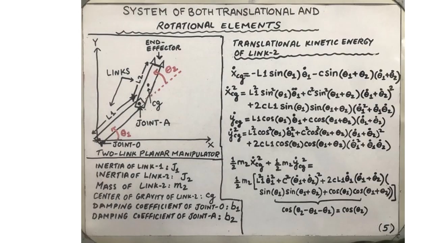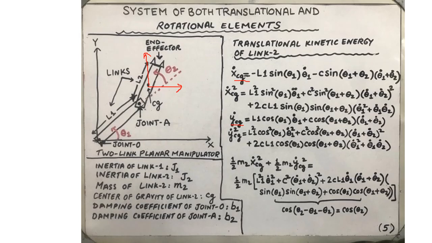Now, in order for us to be able to utilize the position variables xcg and ycg for the calculation of kinetic energy, we first need to calculate their respective derivatives so that we can talk about the velocity of link 2 at its center of gravity, that is the linear velocity, which has two components, the component along x-axis and a component along y-axis.